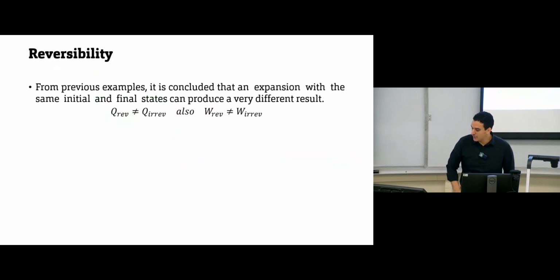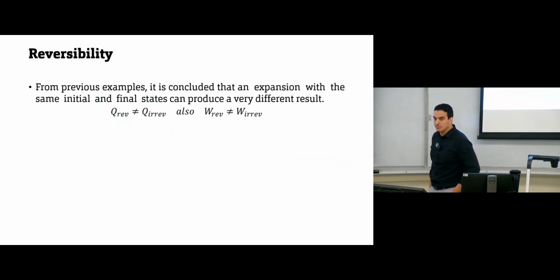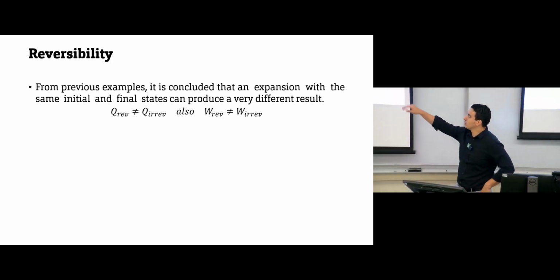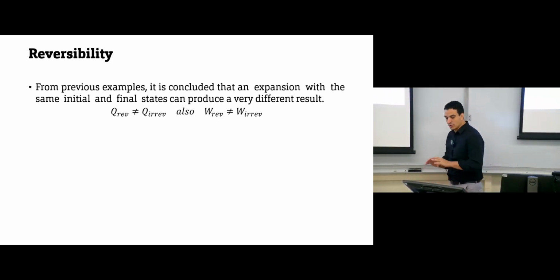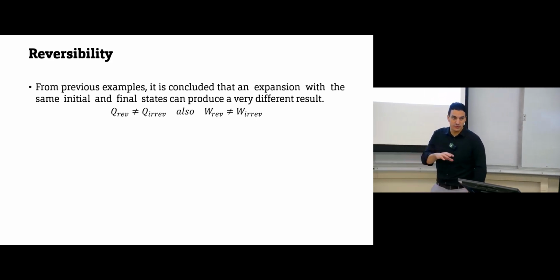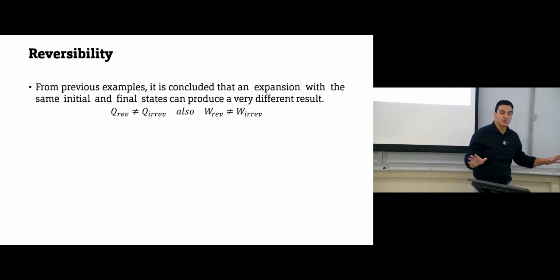When we described this last lecture, we solved 2 examples. One was an application of reversible and irreversible processes, and we ended up with this conclusion: if you need to calculate Q, the amount of heat, or W, the amount of work, for reversible and irreversible processes, they are not the same.